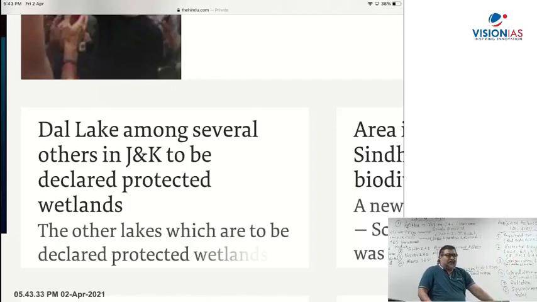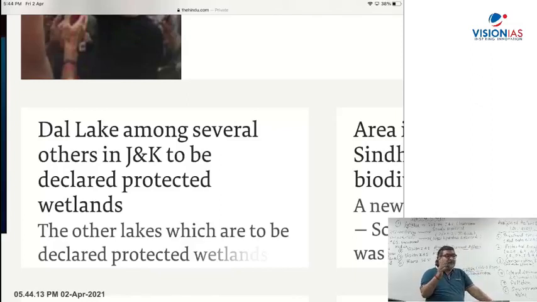Unfortunately, I found most of the students do the reverse. They will first read the current aspect. They will have a very poor understanding of the concept of wetlands and examples of wetlands. They may not know the Ramsar Convention completely, or the criteria on which Ramsar sites are declared. But they will read all the current affairs. And I am very sure that in your batch, there will be several students doing this kind of preparation.